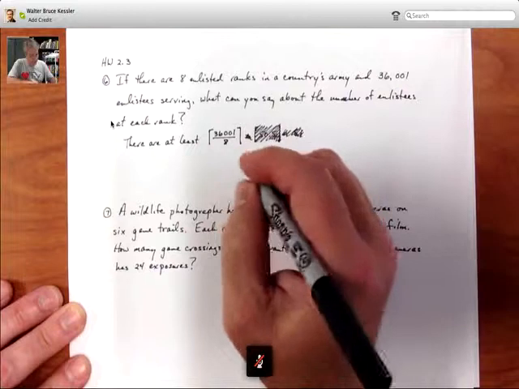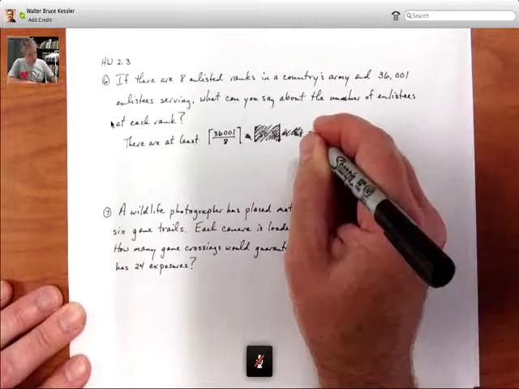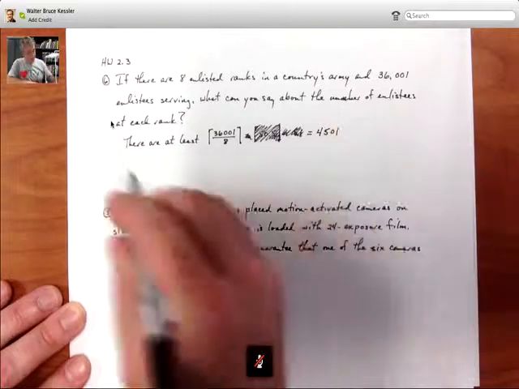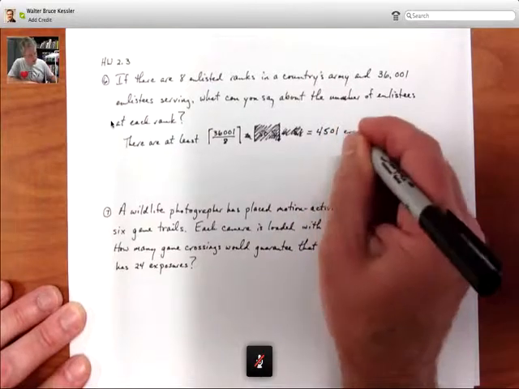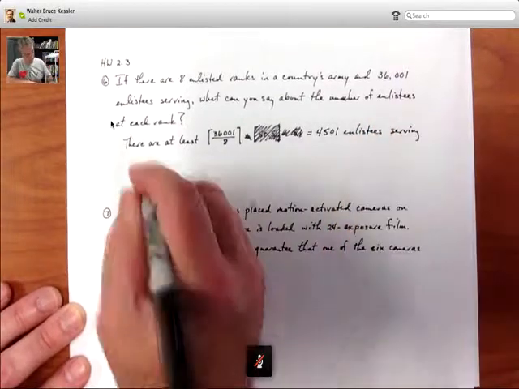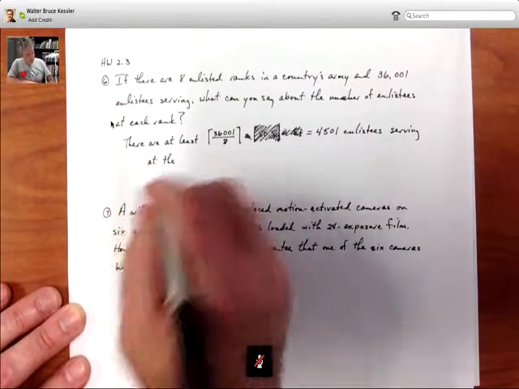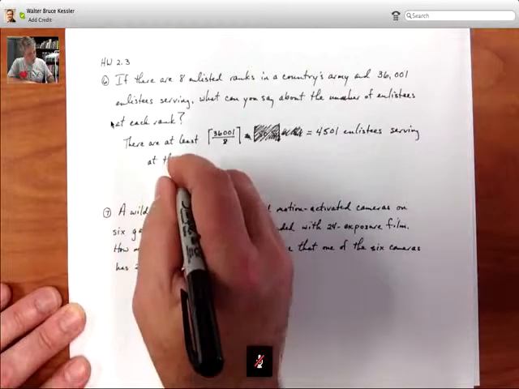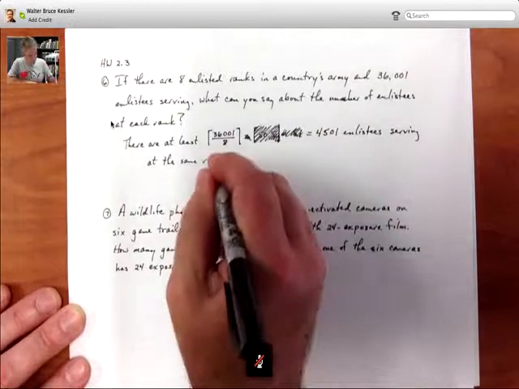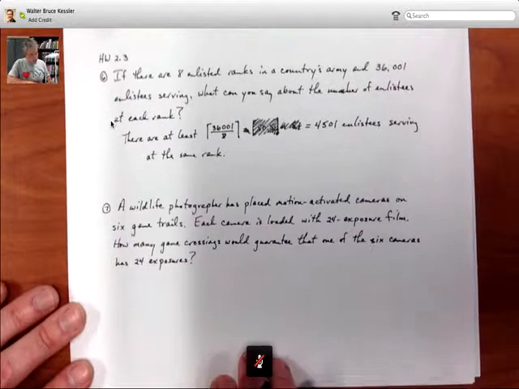Because that's divisible by 8. So whatever that is, I think it's just a smidgen over 4,500. So this is 4,501. There are at least this many enlistees serving at the same rank, or at least one of the ranks. Okay. And let's see, 7.